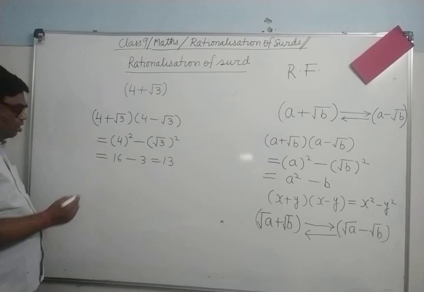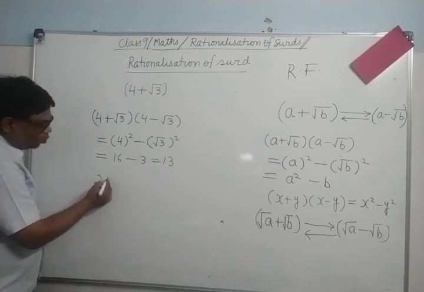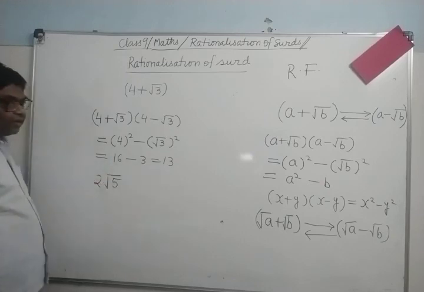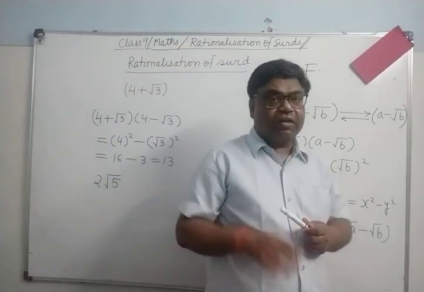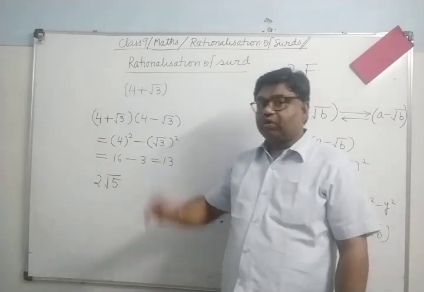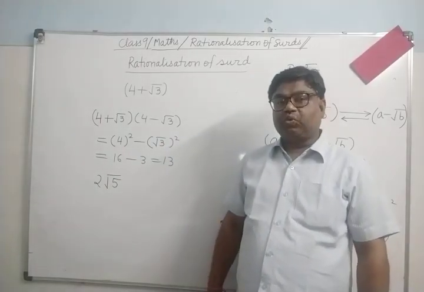Now see here. What will be the RF of 2 root 5? RF of 2 root 5. So you see the third part. Here the third part is root 5.